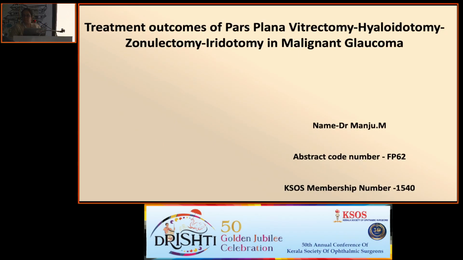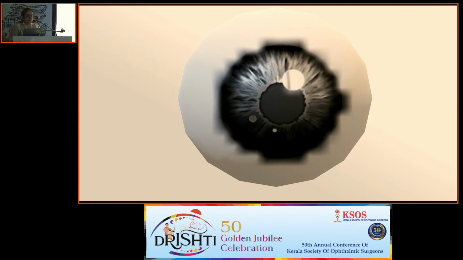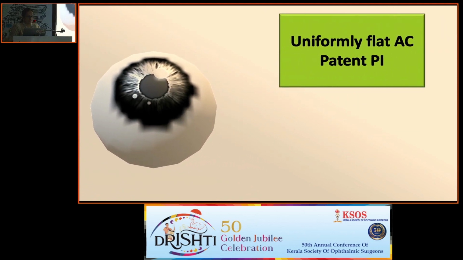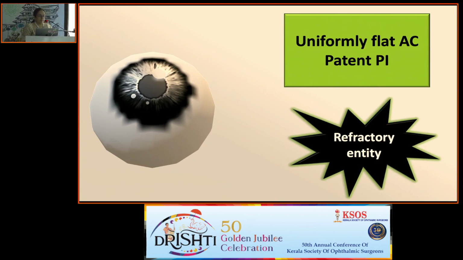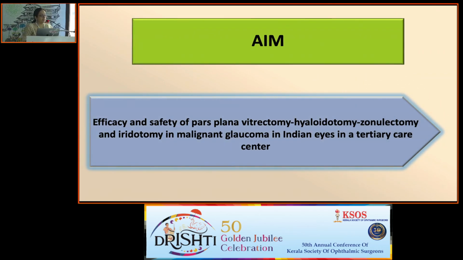Good morning. The topic is the treatment outcomes of plana vitrectomy, hyaloidotomy, zonulectomy, and iridotomy in malignant glaucoma. Malignant glaucoma is defined as uniformly shallow AC with patent PI, which occurs after many ophthalmic procedures and is considered a refractory entity. The aim of the study is to study the efficacy and safety of plana vitrectomy, hyaloidotomy, zonulectomy, and iridotomy in malignant glaucoma in Indian eyes in a tertiary care center.